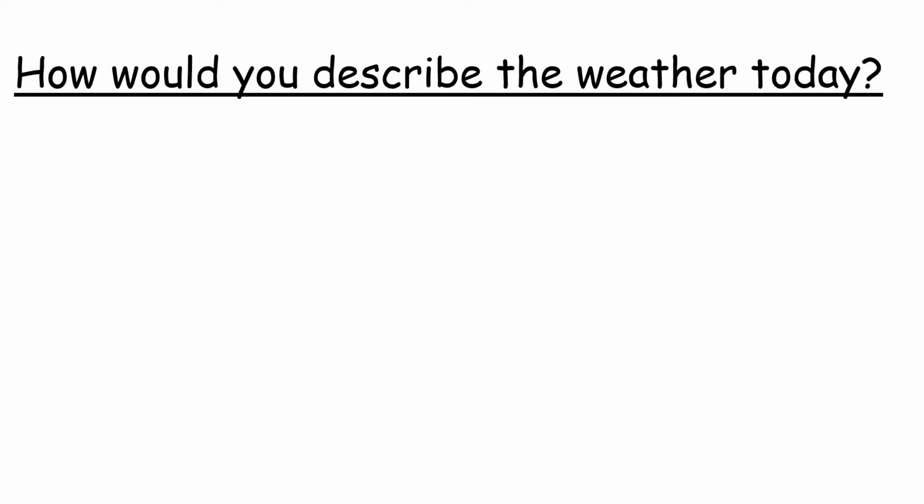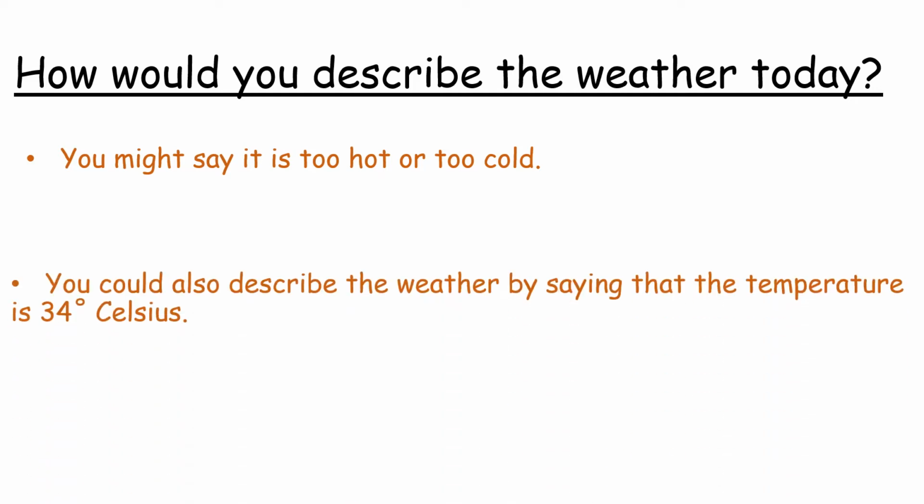How could you describe the weather today? There are many ways of describing weather, but the one that most people say is either cold or hot. So you might say it is too hot or too cold. Or you could also describe the weather by saying that the temperature is 34 degrees Celsius.